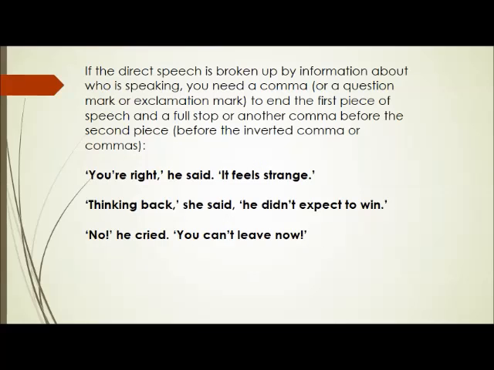If the direct speech is broken up by information about who is speaking, then you need a comma or a question mark or exclamation mark to end the first piece of speech, and a full stop or another comma before the second piece, before the inverted comma or commas. Example: "You're right," he said. "It feels strange." "Thinking back," she said, "he didn't expect to win." "No," he cried. "You can't leave now."